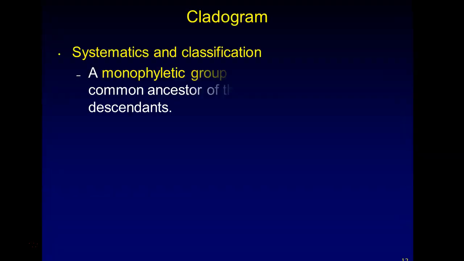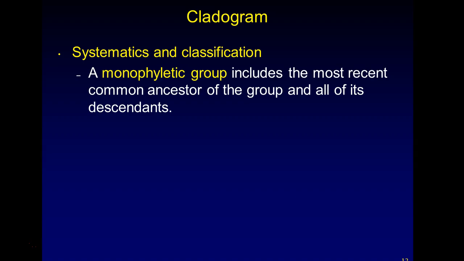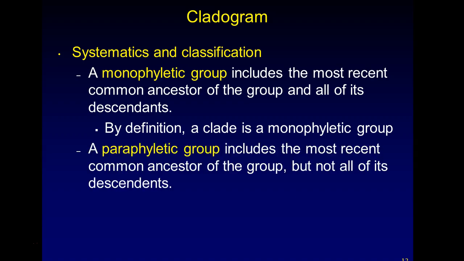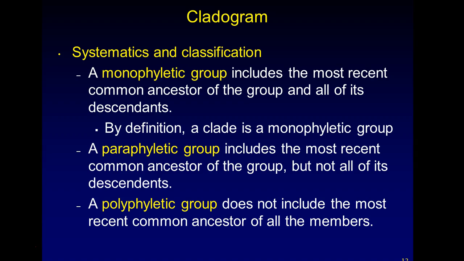So systematics and classification. This is something new. A monophyletic group includes the most recent common ancestor of the group and all of its descendants. So that's what we've been dealing with up till now, with a cladogram and making a cladogram. By definition, a clade is a monophyletic group. So we have a paraphyletic group, and this includes the most recent common ancestor of the group, but not all of its descendants. A polyphyletic group does not include the most recent common ancestor of all the members.